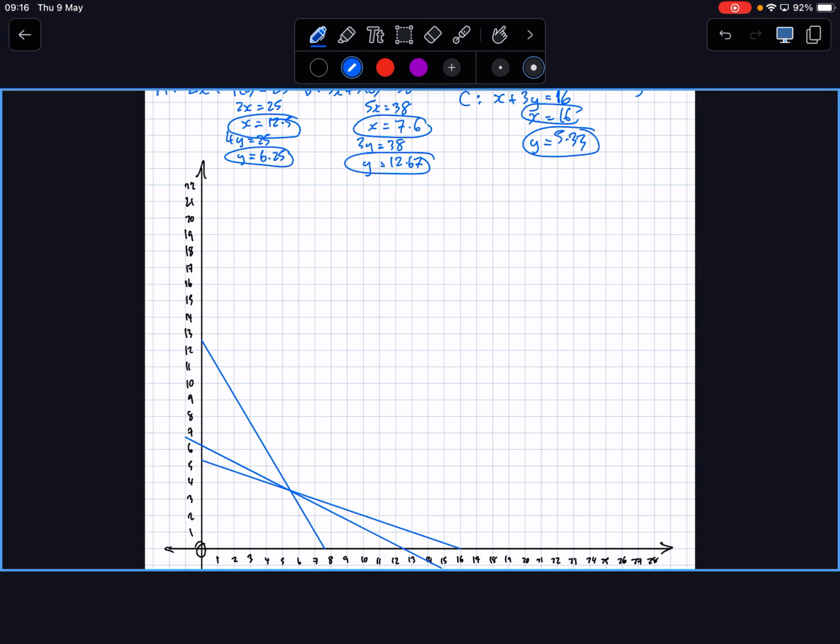12.67. 6.25. 4.67. 7.6. X 16. 5.33. Your graph of those lines should look like that.